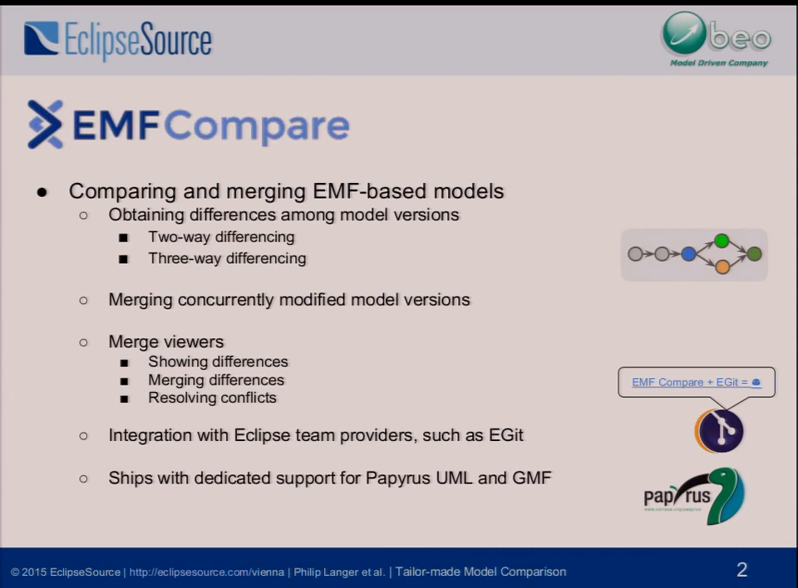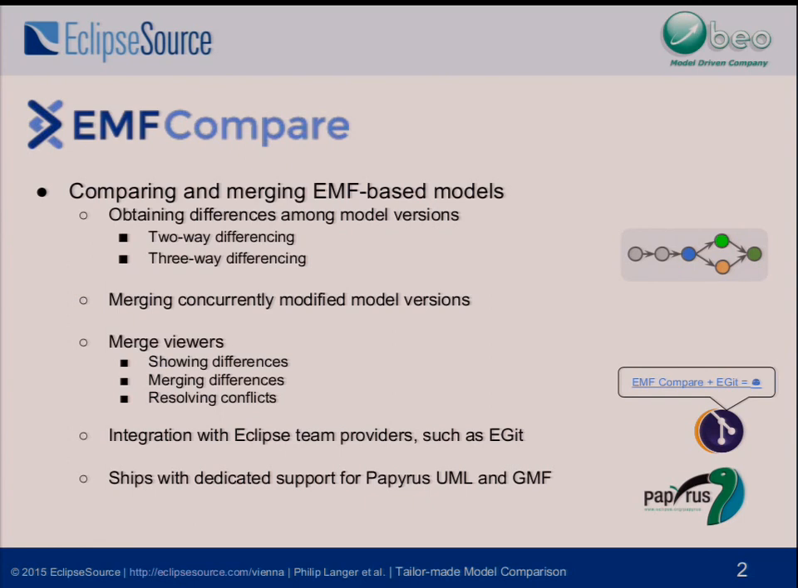EMF Compare also ships with a lot of viewers, which are more on the tooling side. So it provides viewers to show differences that have been identified to users. It allows to interactively merge specific differences that are there between two model versions. And if there have been conflicts between two parallel changes, it allows users to decide which of those differences that make up the conflict should be rejected and which of those should be accepted to finally lead to a merged version.